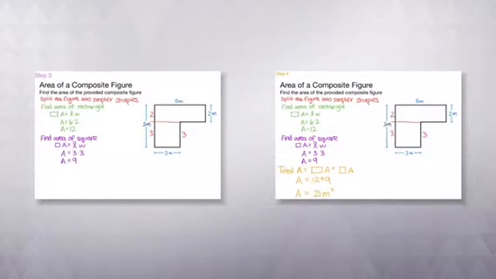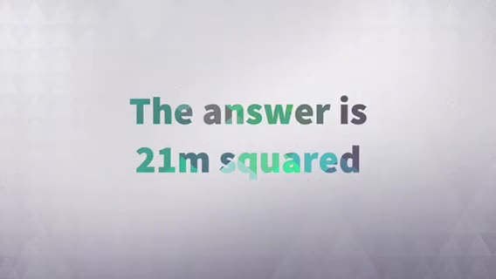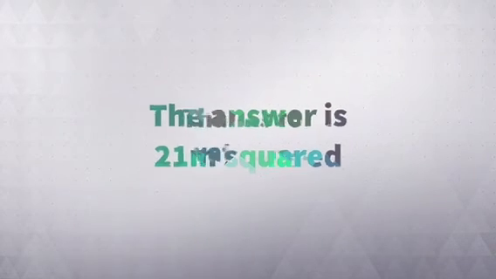Then for step 4, you figure out the total area by adding the rectangle area plus the square area. So then we add 12 and 9. So the total area is 21 meters squared. So the answer to the question is 21 meters squared is the total area of the composite figure.